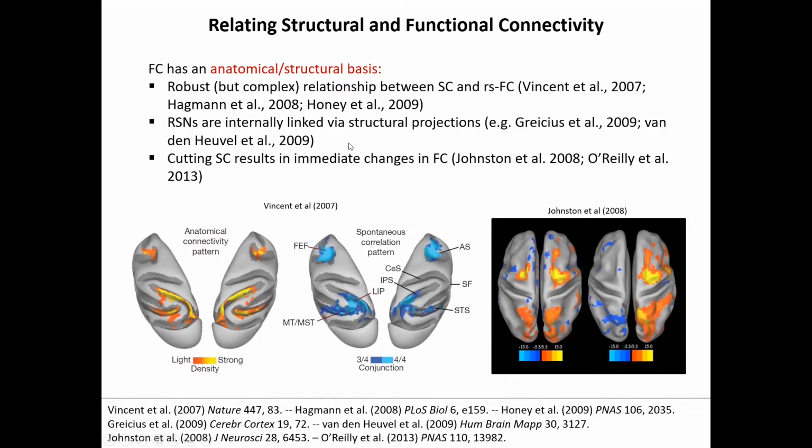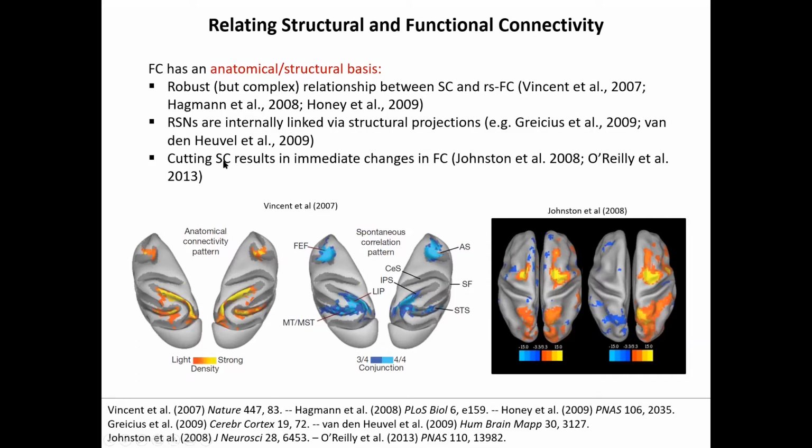And we also know that resting state networks such as default mode, control, visual, etc., that I've shown in the previous diagram as coherently active and coactive sets of brain regions, are internally linked with structural projections.